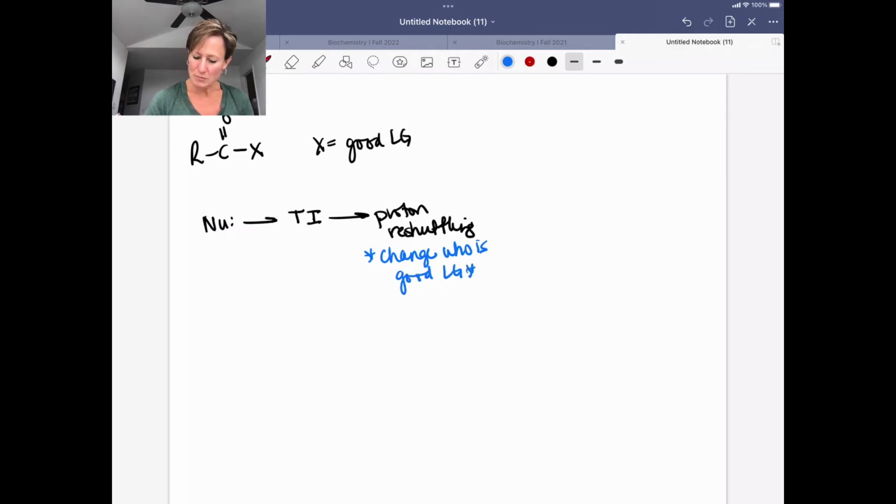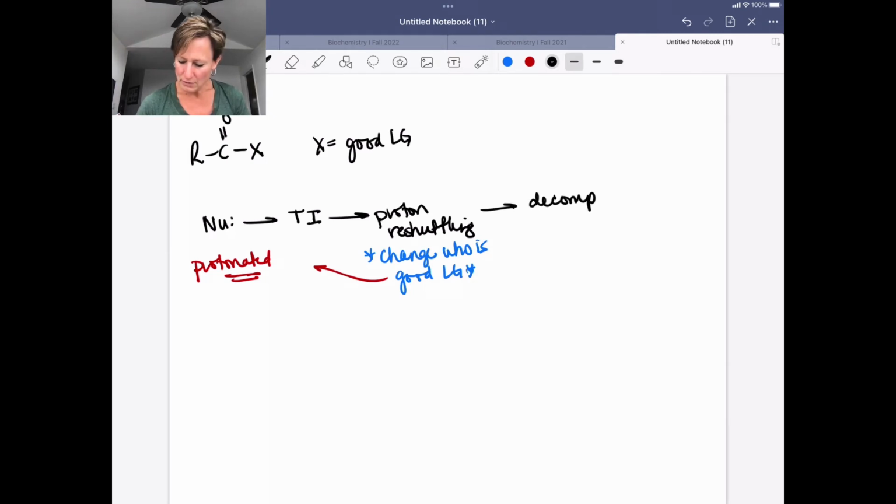If you want to make something be a good leaving group, you want to protonate it. So good leaving groups are protonated, okay? We do a little bit of proton reshuffling, then we're going to decompose our tetrahedral intermediate, and that is going to reform our carbonyl.